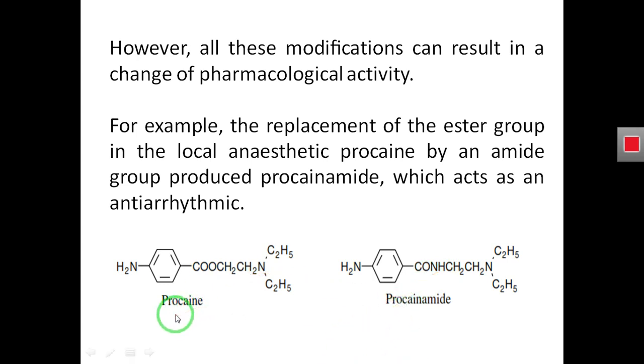So procaine had what activity? Anesthetic activity. But when we add an amide group to procaine, it becomes procainamide, and now it is an anti-arrhythmic drug. So by using the first approach, it may be possible to change the biological or pharmacological activity of a drug.